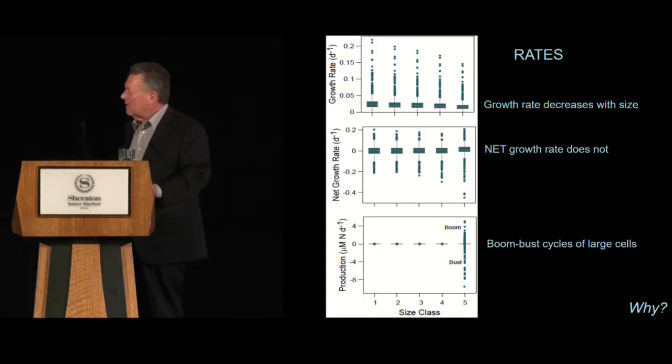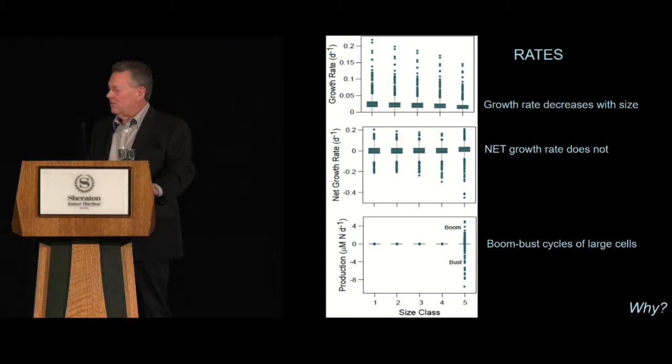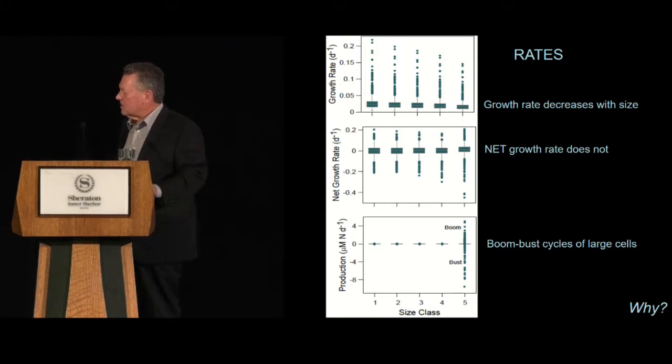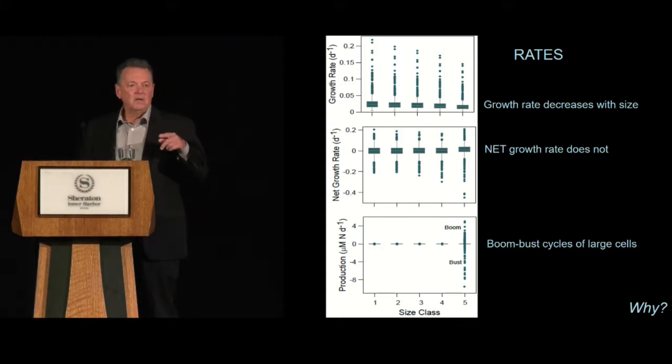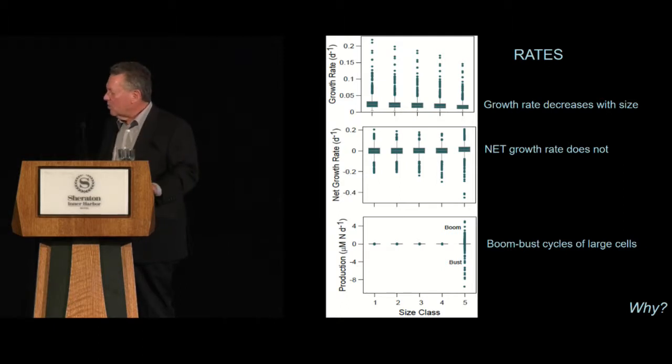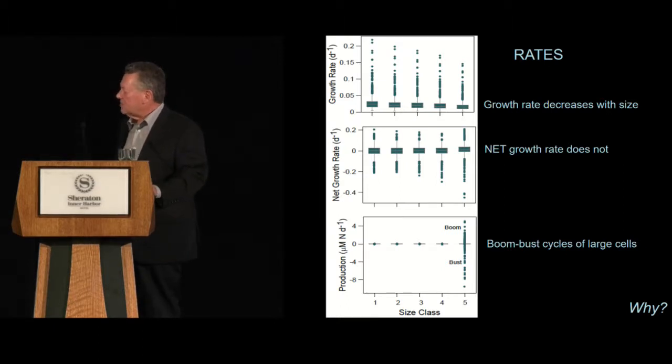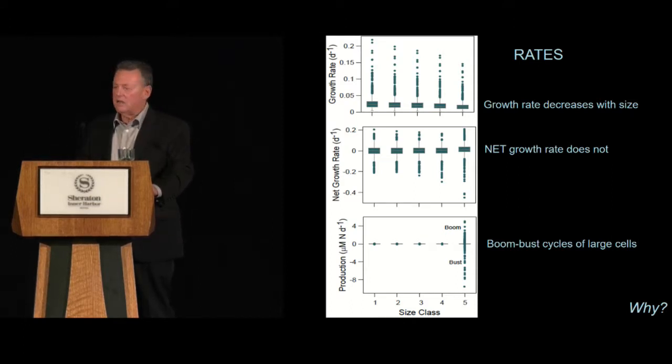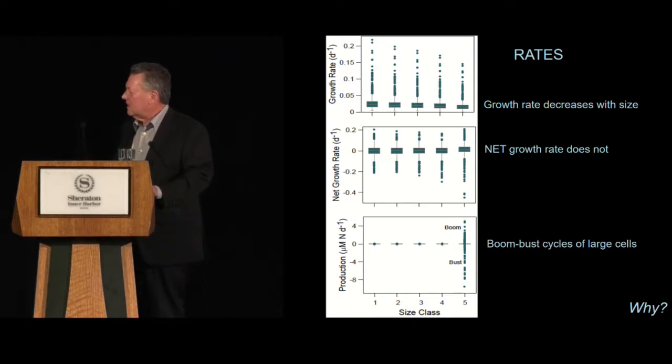And then lastly, if we look at daily production, which is just the net growth rate times the biomass, the 4 smallest size classes don't have much variability of daily production, whereas the large cells have these boom-bust cycles. The booms are periods of explosive growth of biomass as blooms grow, and the busts are periods of equally rapid biomass production decline as blooms decay. So this leaves a paradox.